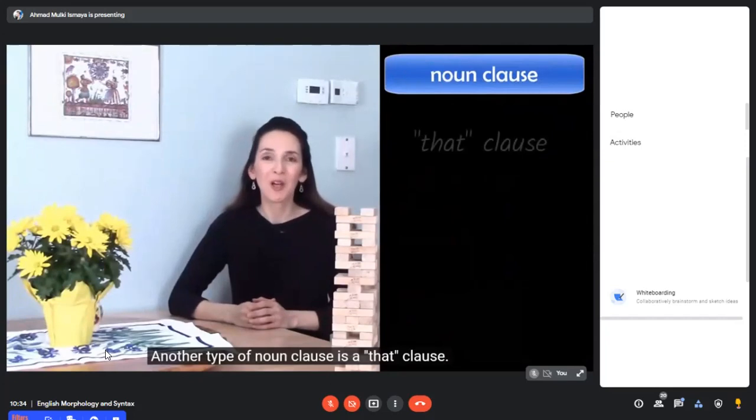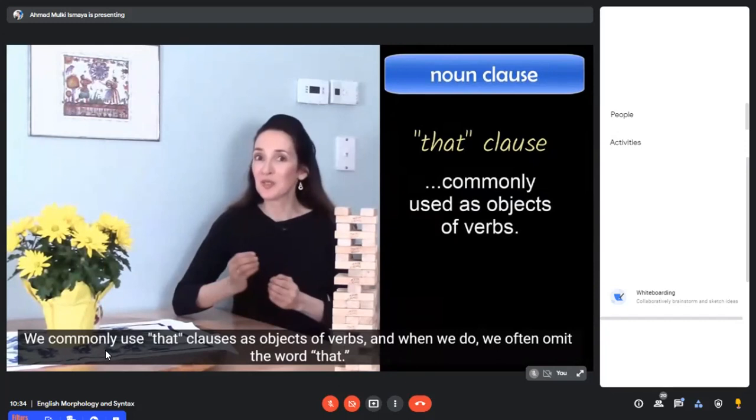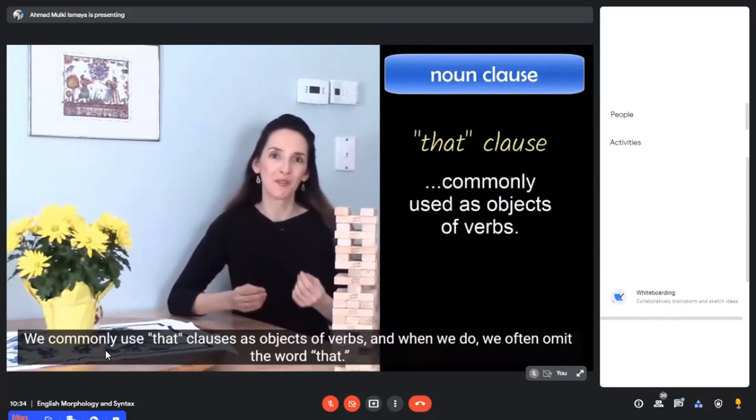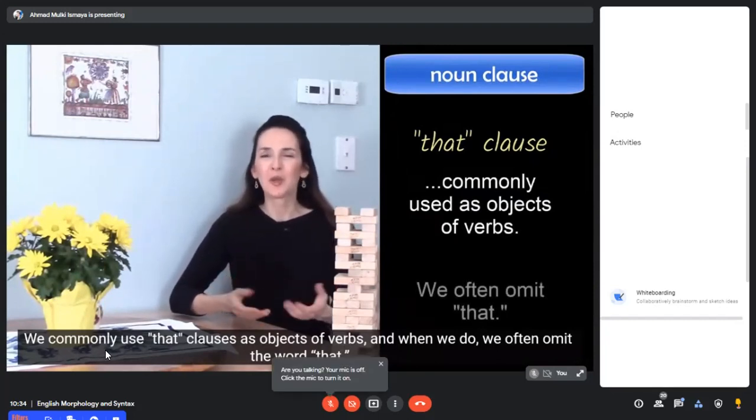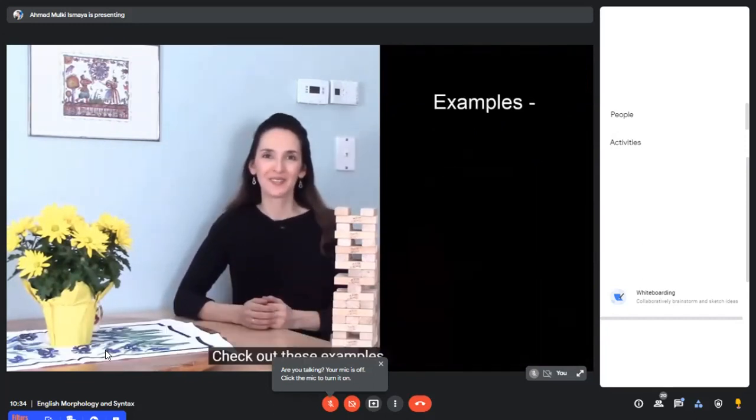Another type of noun clause is a that clause. We commonly use that clauses as objects of verbs, and when we do, we often omit the word that. Check out these examples.